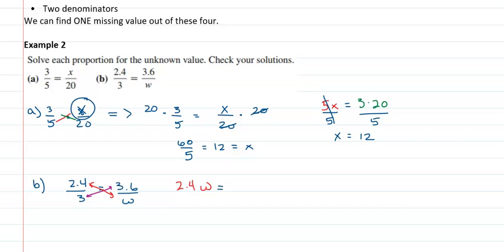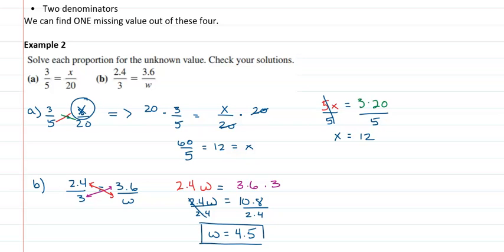So now we've got 3.6 times 3 on the right side. That ends up being 2.4 W equals 3.6 times 3, which is 10.8. Now you're going to divide both sides by 2.4. You could have divided by 2.4 before you multiplied and got 10.8. That's fine too. There are lots of ways to do algebra that are all correct. So 10.8 divided by 2.4 is 4.5. These definitely require a calculator. It's a lot faster and more accurate, probably.